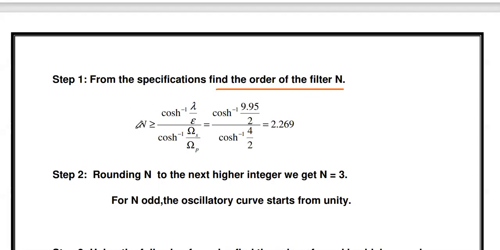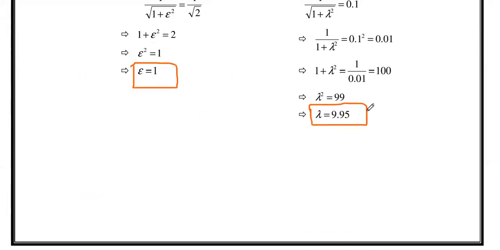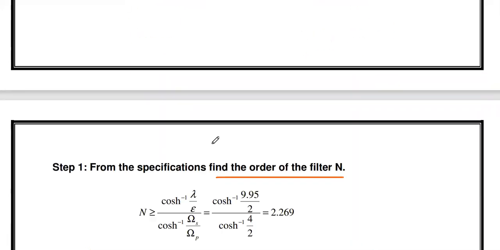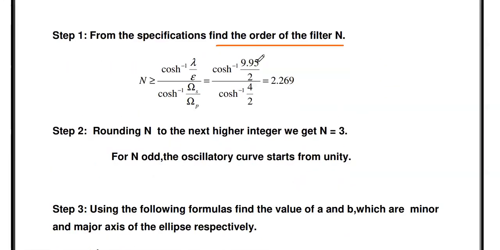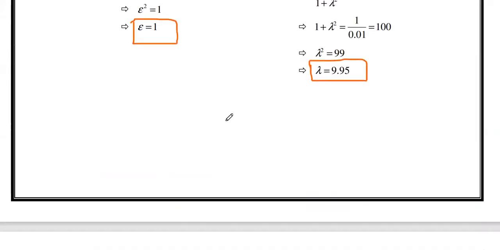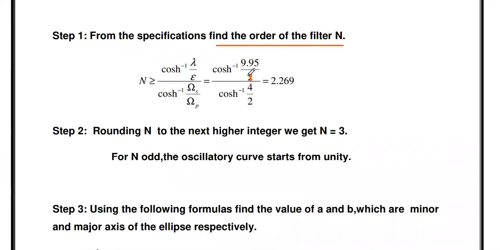The order of the Chebyshev filter, N, as you know from the formula, is greater than or equal to cosh inverse of lambda by epsilon divided by cosh inverse of omega s by omega p. So simply substitute the values. Lambda is 9.95, epsilon is 1, omega s is 4, omega p is 2. Make the calculation, and the answer is 2.269. So here the order N is 2.269.